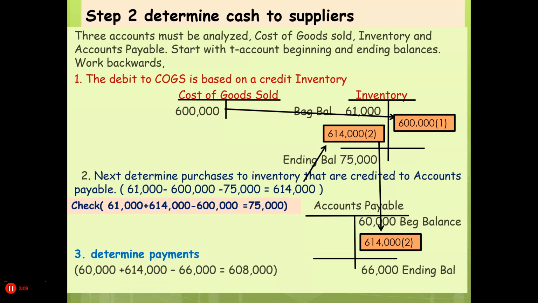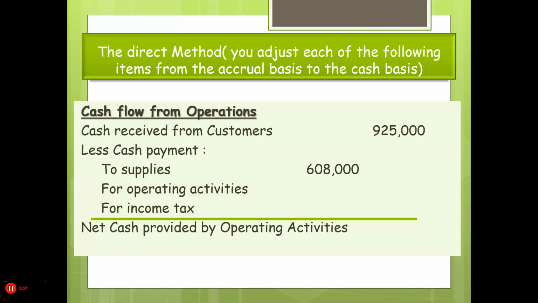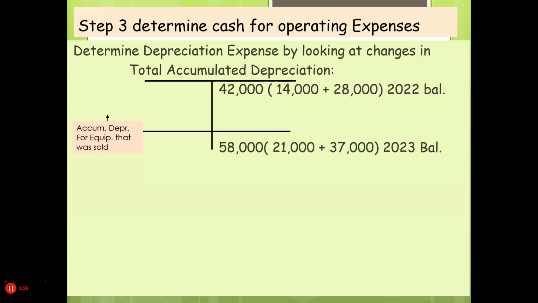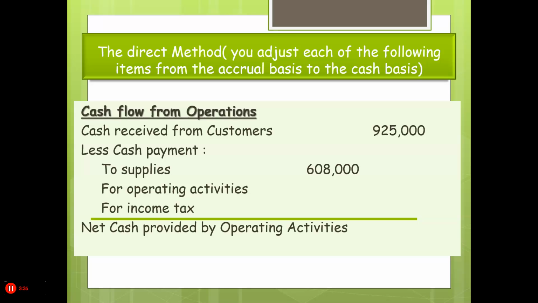So now I'm going to determine the payments. We started with 60, we added, purchased 614,000 more, and we had an ending balance of 66, which means my payments were 608,000. And always check to make sure your debits equal your credits there, and the ending balance is correct. So now we can go here and say supplies are 608,000.